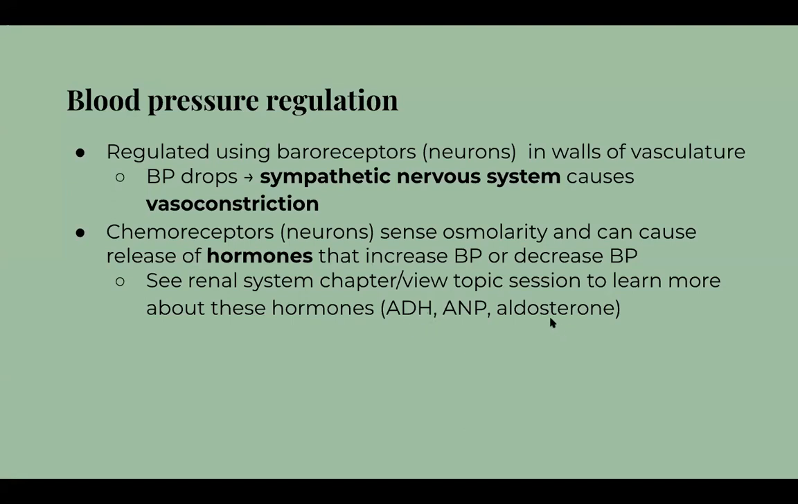ADH and aldosterone both increase blood pressure, and ANP decreases blood pressure. But instead of just memorizing that, knowing those mechanisms is also important, and it's frequently tested. So I encourage you to take a deeper look at that if you don't know the mechanisms of how they increase blood pressure.